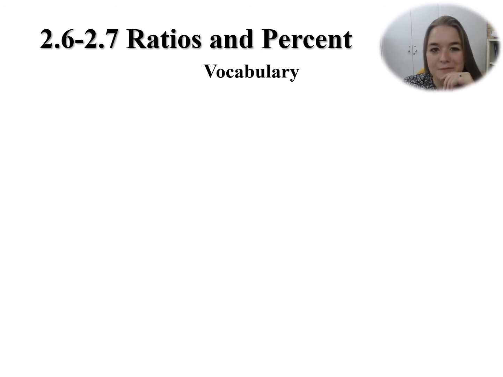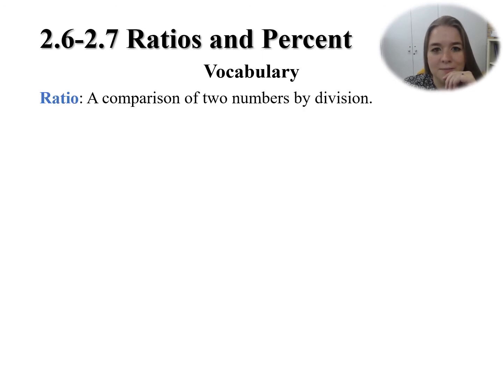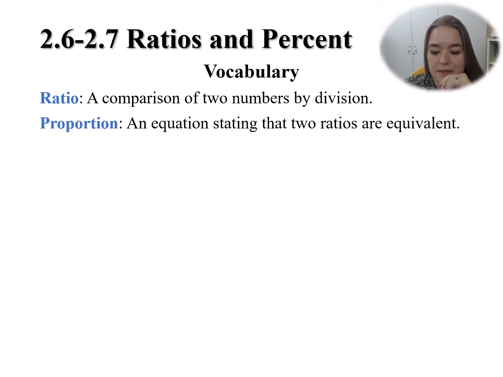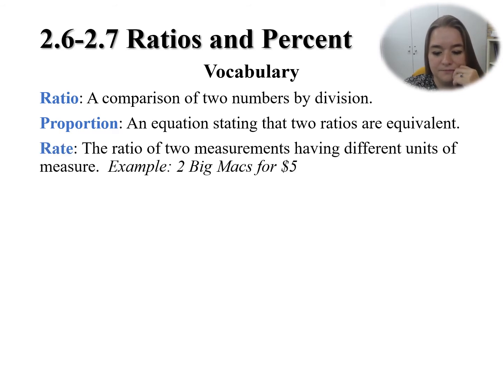So first, we have some vocab in this section. The first term is the word ratio. A ratio is a comparison of two numbers by division. So this is what it looks like: we'll have two fractions that are equivalent to each other, and we'll need to solve them. A proportion, then, is that big idea. The ratios, when we set them equal to each other, we have a proportion. A ratio is that individual fraction unit. Set them equal, we have a proportion.